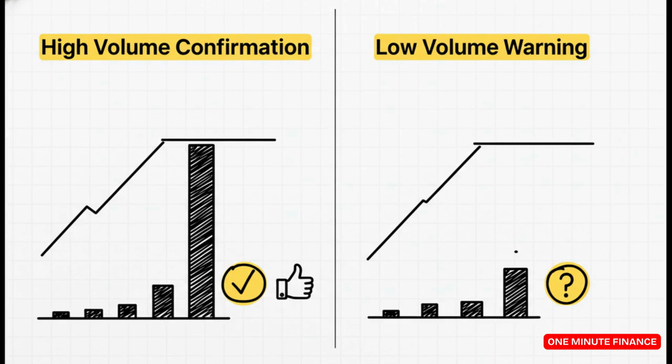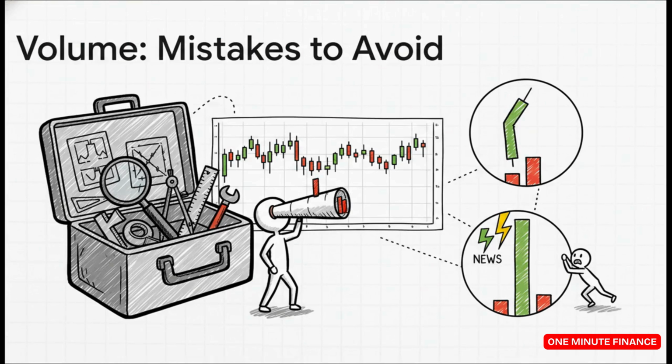And this is absolutely crucial. A pattern that breaks out on high, surging volume is a powerful, much more reliable signal. It's like the market is shouting its approval. But a breakout on low, weak volume, that's more like a whisper, and you should probably be a little skeptical. But hey, don't get tunnel vision here. Relying only on volume is a classic mistake. A price jump on low volume might just fizzle out, and a huge one-day spike could just be a knee-jerk reaction to some news. Just remember, volume is a confirmation tool, not a crystal ball all on its own.